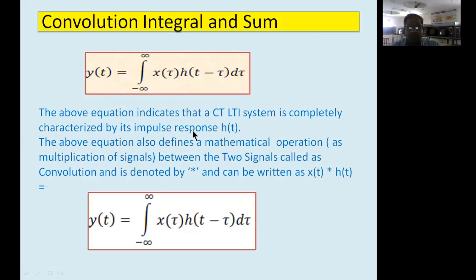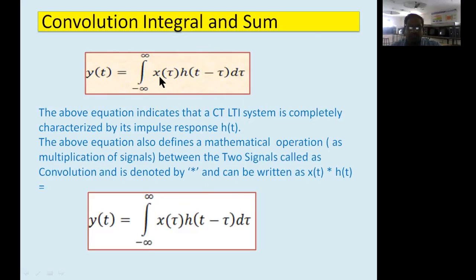I can write the convolution integral as y of t is equal to the integral of x of tau into h of t minus tau d tau over the limits minus infinity to plus infinity. This is known as the convolution integral. So finally, the above equation indicates that the continuous time LTI system is completely characterized by its impulse response h of t.